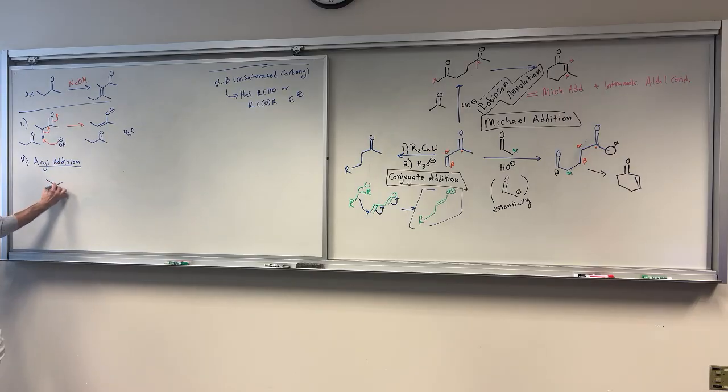So, now that I have my enolate, the nucleophilic attack comes from the most reactive position. That's the alpha carbon. So my carbonyl reforms from O minus. The alpha carbon attacks the carbonyl carbon. And the CO bond breaks open.